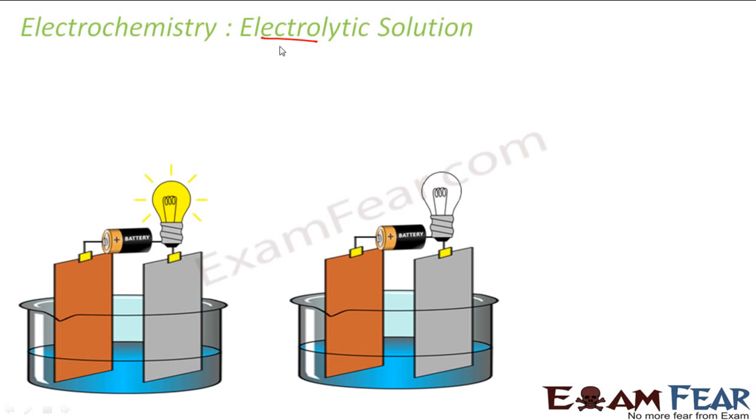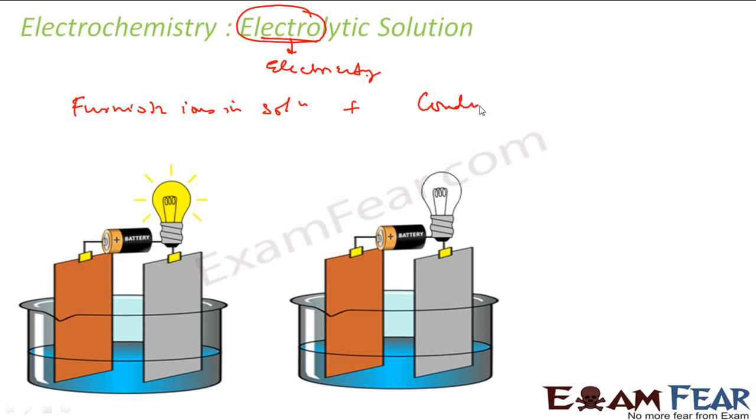Substances which furnish ions in solution and conduct electricity are called electrolytes. See, electrolyte has the word electricity in it. So substances which furnish ions in solution and conduct electricity are called electrolytic solutions.